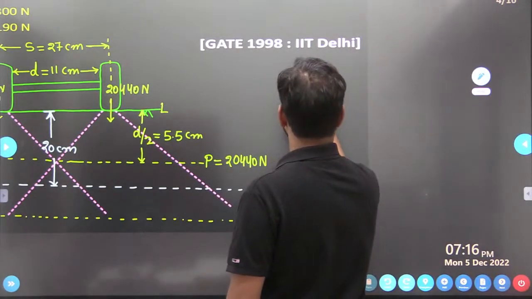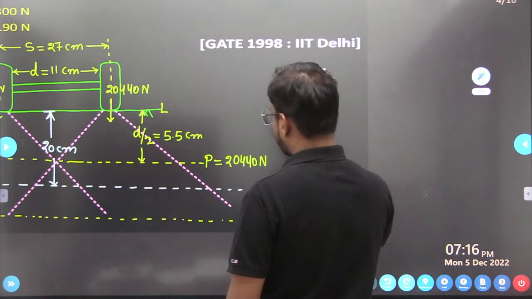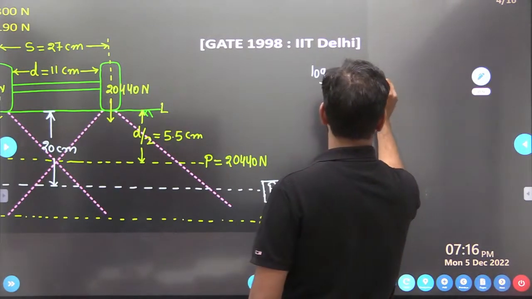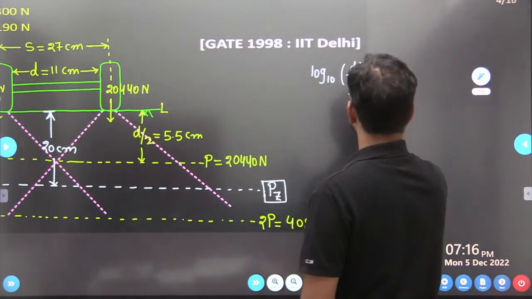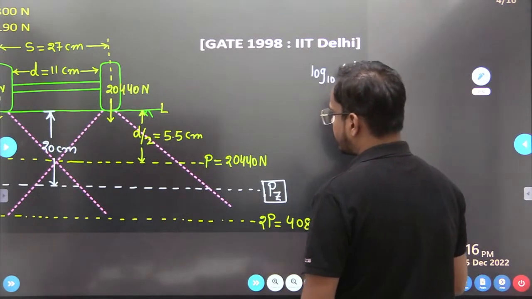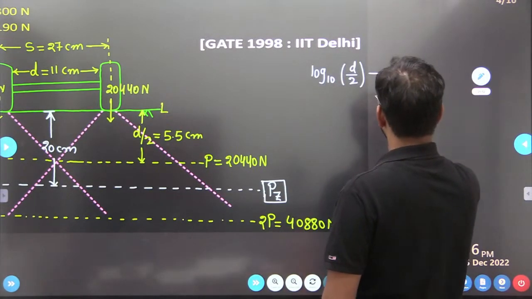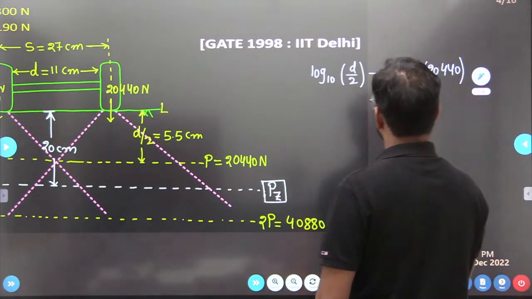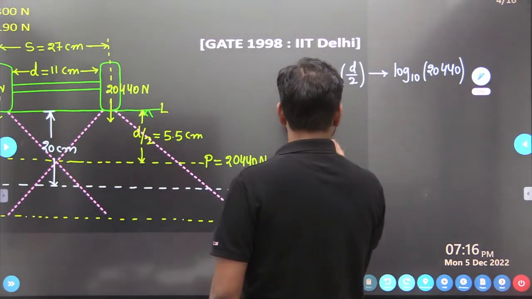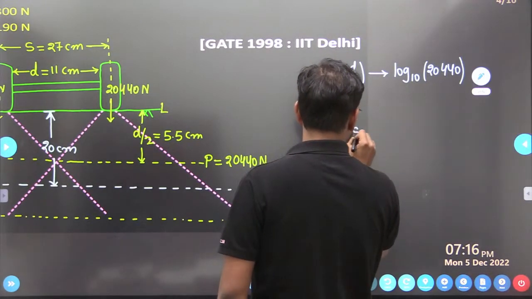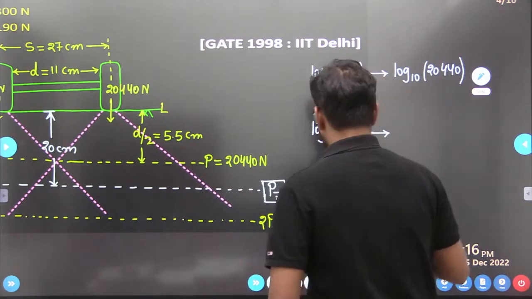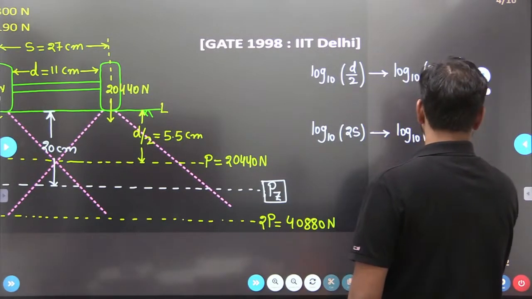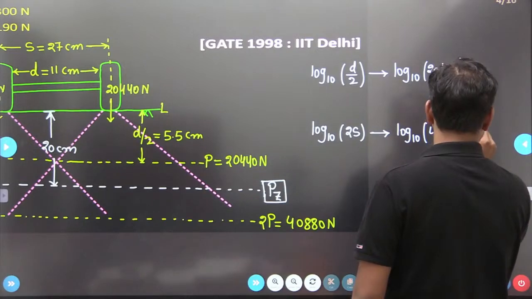We already know that log 10 d by 2. What is the value of log 10 d by 2? The value at log 10 d by 2 is equal to log 10 20,440 newton. Am I right? Similarly, what is the value of log 10 2s? What is the value at log 10 2s? So the value is equal to log 10 40,880 newton. Am I right?